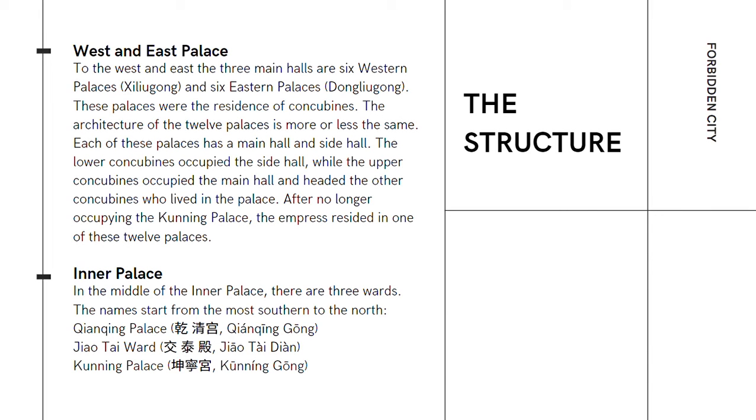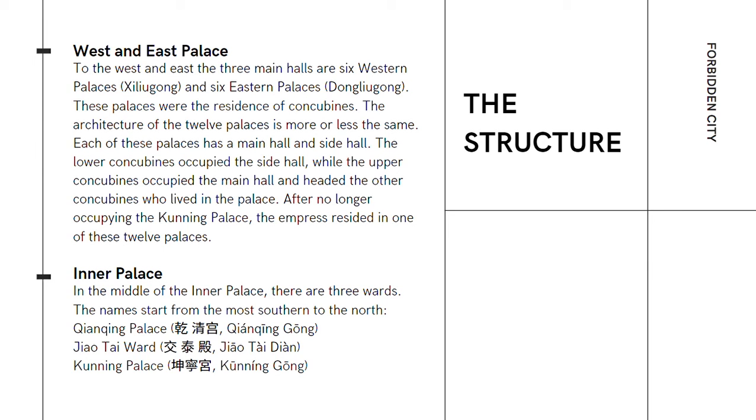West and East Palaces. To the west and east of the three main halls are six western palaces and six eastern palaces. These palaces were the residence of concubines. The architecture of the 12 palaces is more or less the same. Each of these palaces has a main hall and side hall. The lower concubines occupied the side hall, while the upper concubines occupied the main hall and supervised the other concubines who lived in the palace. After no longer occupying the Canning Palace, the empress resided in one of these 12 palaces.